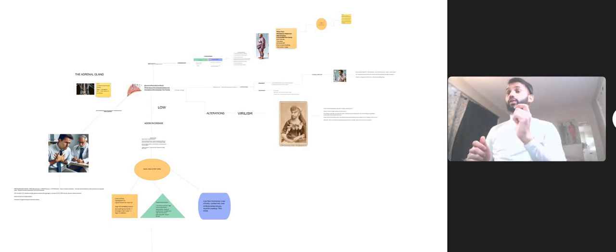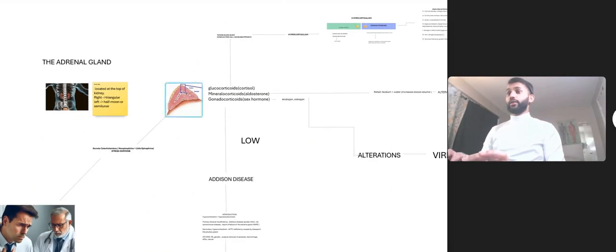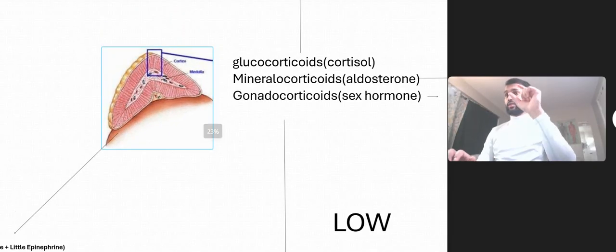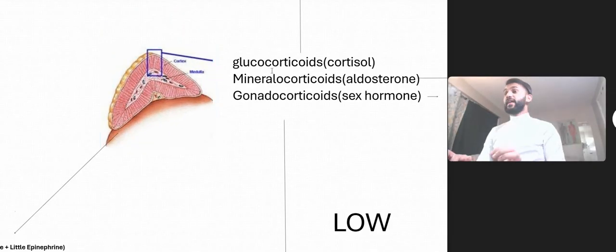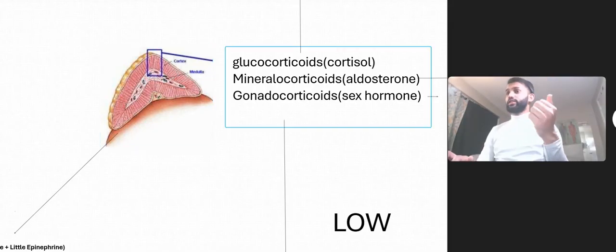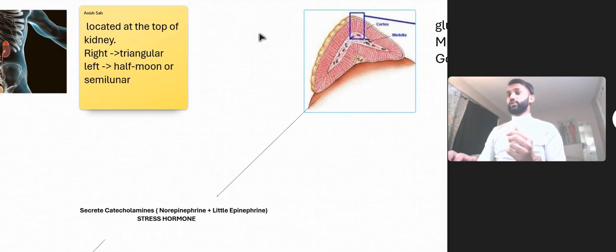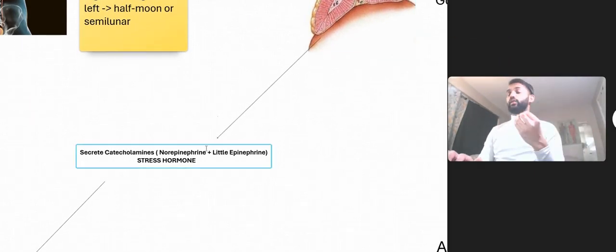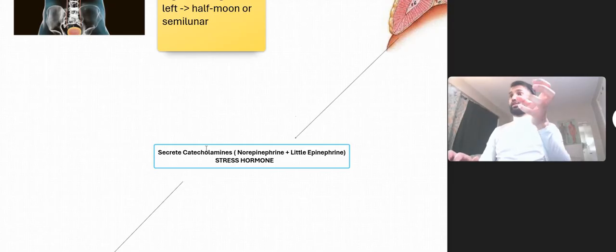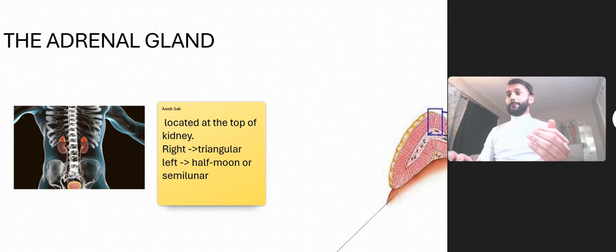In this video, we'll talk about the adrenal gland. First, we'll discuss what the adrenal gland is. Then we'll talk about the two different layers of the adrenal gland, which are the adrenal cortex and adrenal medulla. Then we'll go over the different hormones produced by the adrenal cortex, which are the glucocorticoids, mineralocorticoids, and gonadocorticoids. After that, we'll talk about the adrenal medulla, which produces the catecholamines, and we'll talk about the diseases associated with those hormone productions.